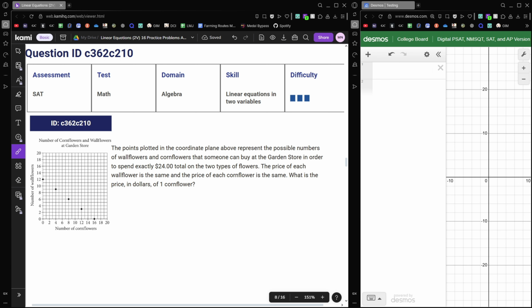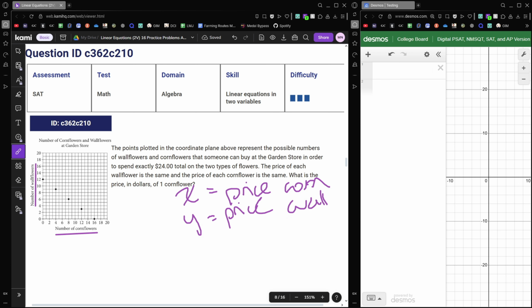Let's take a look at our graph. The number of cornflowers is on the x-axis, so we can set x equal to the price of cornflowers. Then, since the number of wallflowers is on the y-axis, we can set y equal to the price of wallflowers. Now we need to choose a point, and you technically could choose any point, but the easiest point will be this one right here, (16, 0).